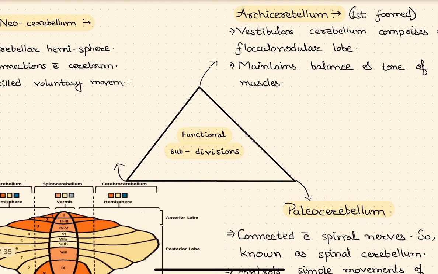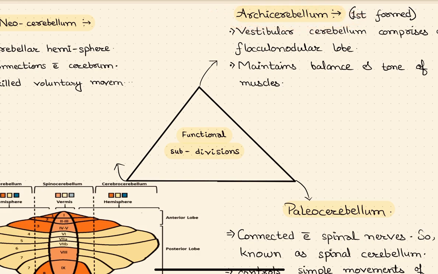Now, functionally speaking about the cerebellum, if we divide it functionally, then we get three things. The first is the archaecerebellum. Archae means it is the oldest part of the cerebellum in the evolutionary phase. It is the vestibular cerebellum, because it is connected with the vestibular apparatus. It is first formed. In the cerebellum, the first structure formed is the flocculonodular lobe, or archaecerebellum.